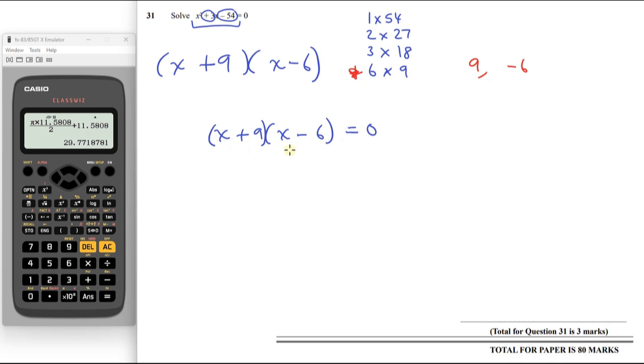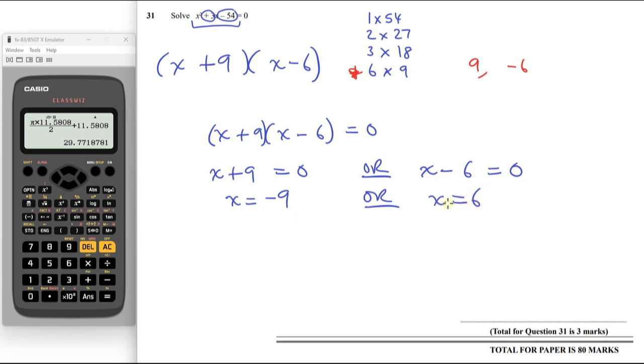So because we've got two things multiplying by one another and the answer is 0, one of these has to be 0. So we can say that either x plus 9 is equal to 0, or we can say that x minus 6 is equal to 0. So we're going to have two solutions. Either x is going to be equal to negative 9, or x is going to be equal to positive 6. So those are our two solutions, 6 or negative 9.